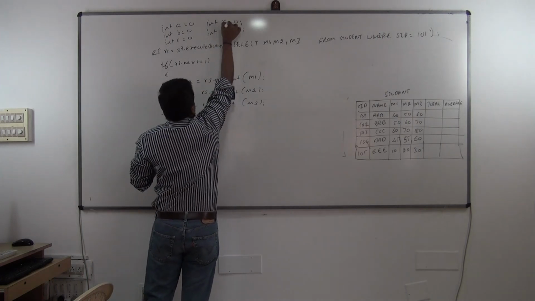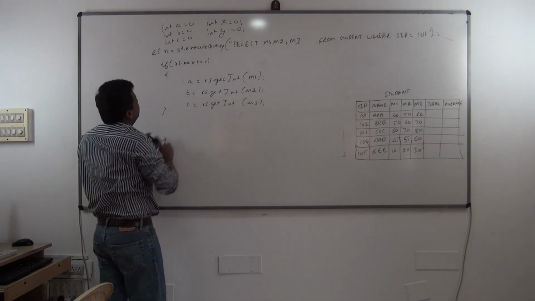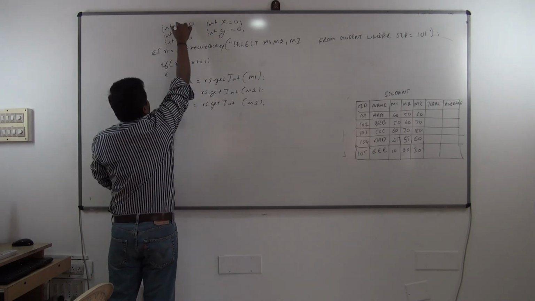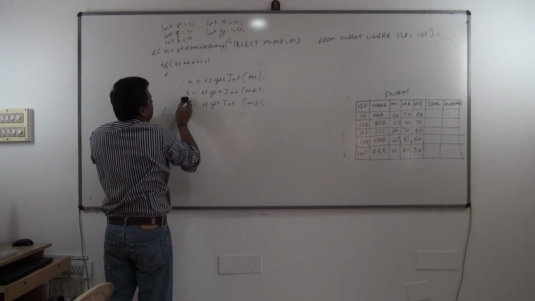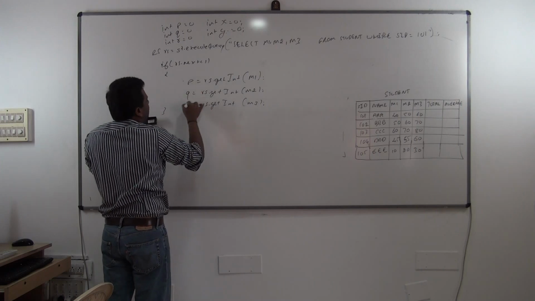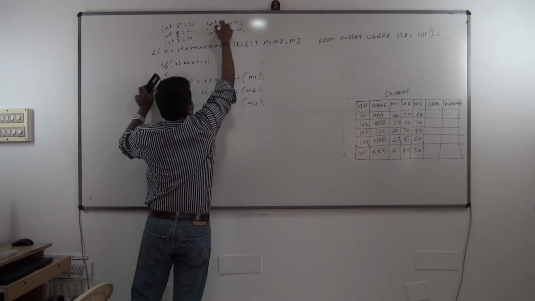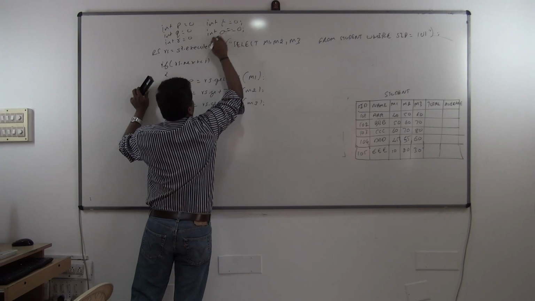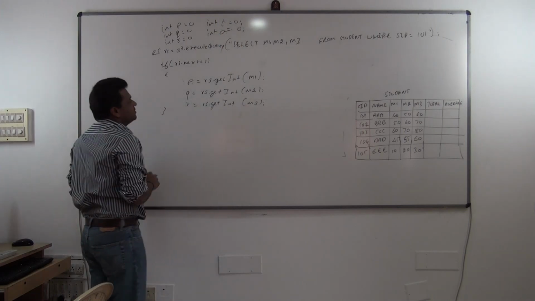Int x, y I'll take. Or I think it would have been better if I take P, Q, R here. Let this remain as T and A only. It will be easy for us to identify. That's it. Okay, so fine, we have got it now.